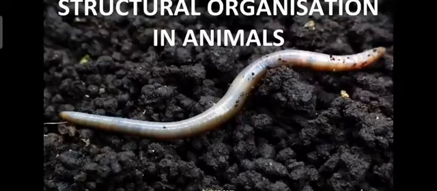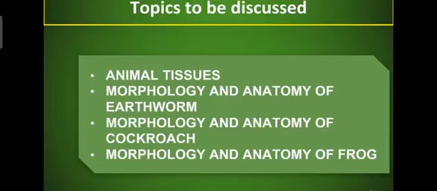Welcome to chapter number 7, Structural Organization in Animals. In this chapter, we are going to discuss the following topics: animal tissues, morphology and anatomy of earthworm, morphology and anatomy of cockroach, morphology and anatomy of frog.